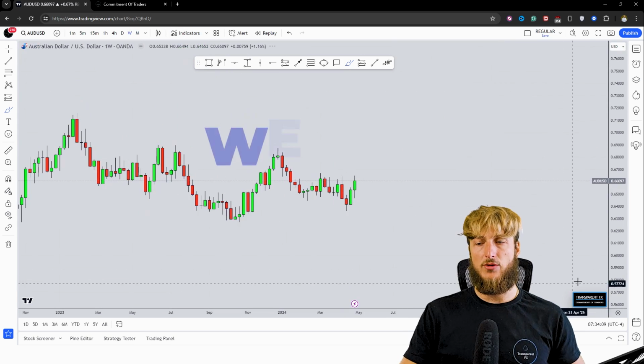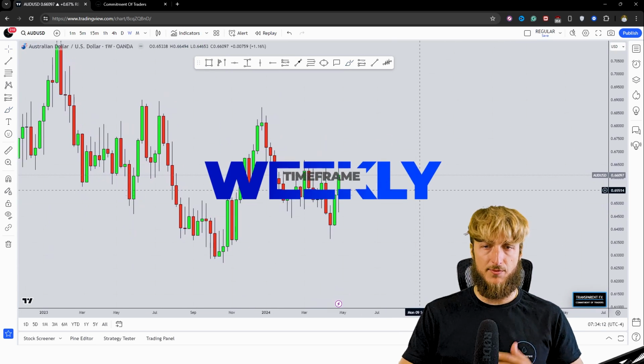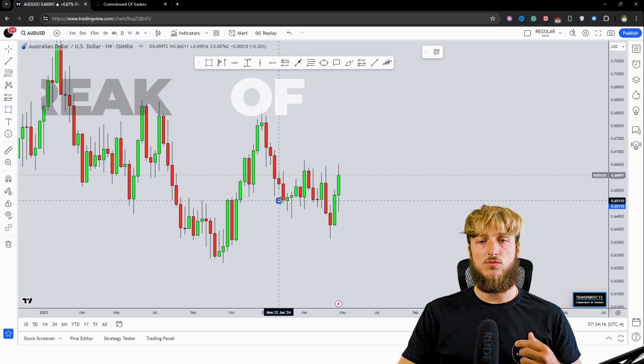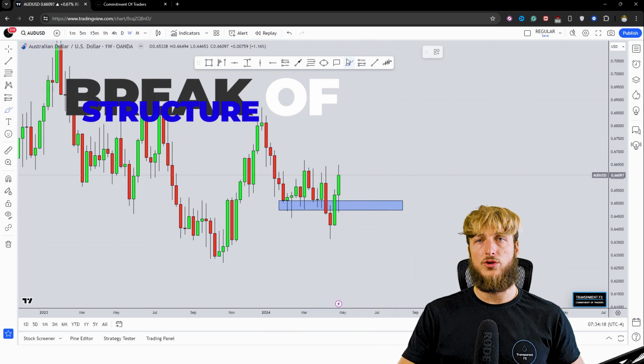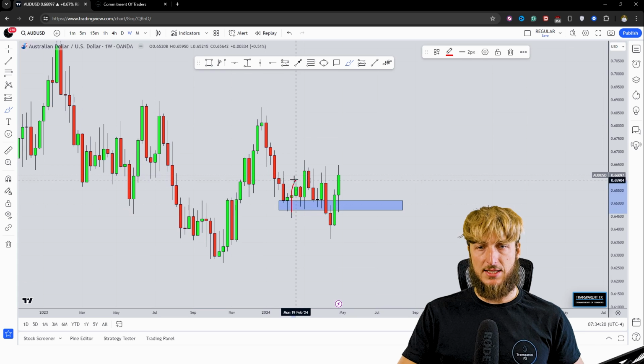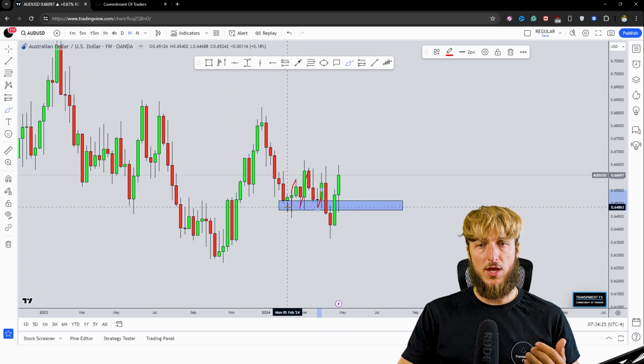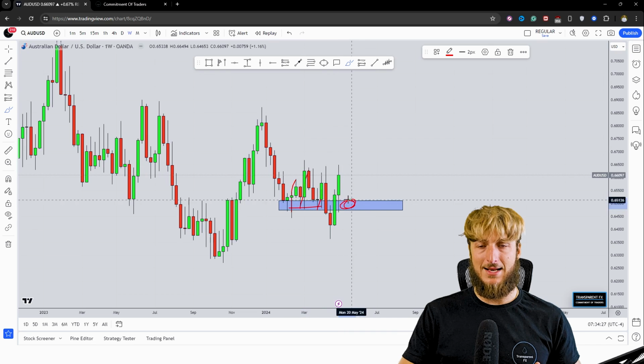Now let's drop that on the weekly time frame and see what we have. From a weekly perspective, we can notice how now the market has just broken back above a quite important structure level. This zone was acting as previous support here. The market then broke it to the downside, now broke back above. So this previous support is now again acting as support.